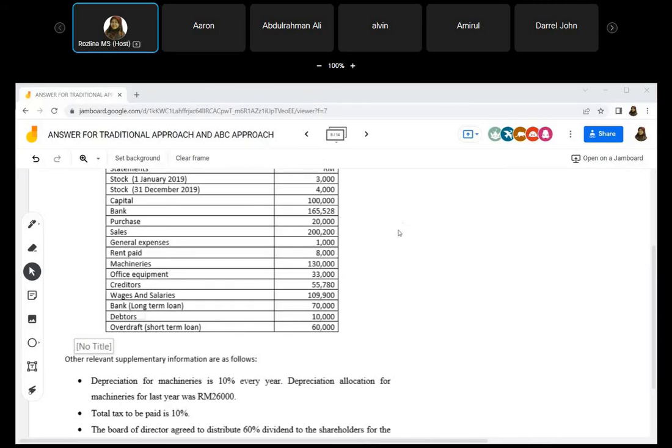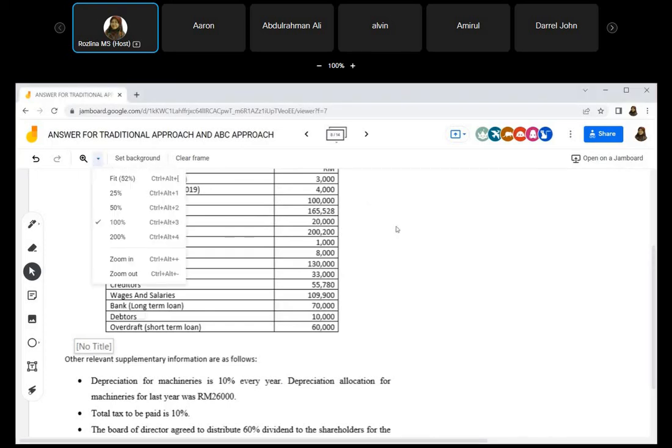Okay, you can put the answer in the Jamboard. I have given the link, the same link with our answer for traditional approach and ABC approach. The same link. It is in the page 8. So you can put your answer and then check.